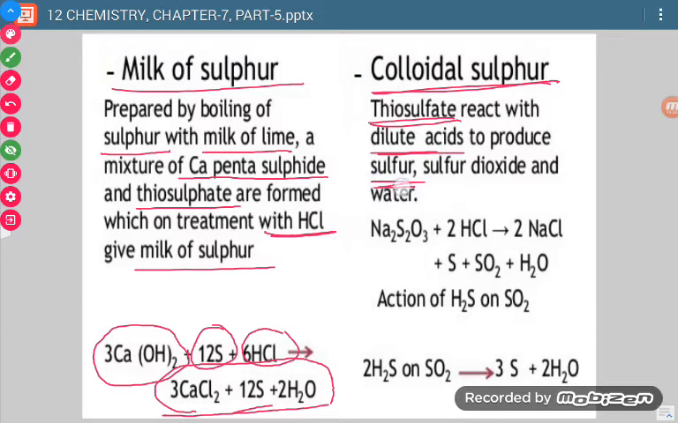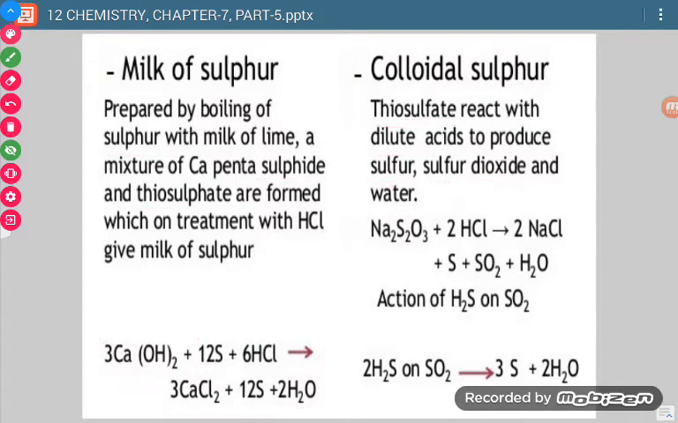This will form sulfur, sulfur dioxide and water. Now see here, in this case what we have taken? We have taken sodium thiosulfate, we treat it with acid and this forms sulfur. This sulfur which we are getting will be surrounded by so many molecules so that the size of this particle becomes of colloidal range. When it happens, then we will say that we have obtained colloidal sulfur as a result.